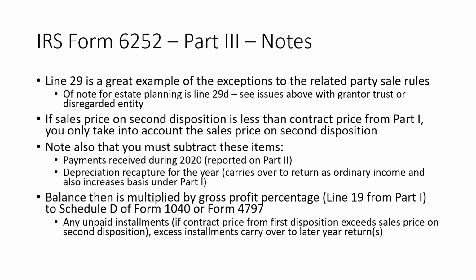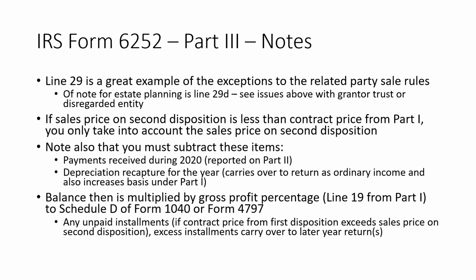First, you're only going to have to accelerate the lesser of your contract price, or whatever the related party sold the property for on the second disposition. You're also going to take out any payments you already received. Those are reported on part 2 during the year. And also depreciation recapture, which will carry over as ordinary income from part 2, and may also increase basis under part 1 as well. Then finally, your balance is going to be multiplied by your gross profit percentage from part 2, and that'll carry over to Schedule D or Form 4797 as appropriate.